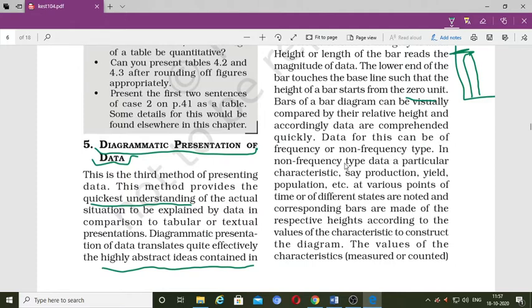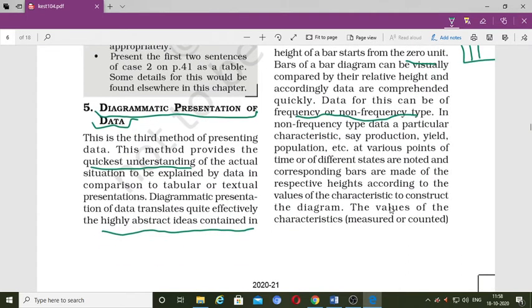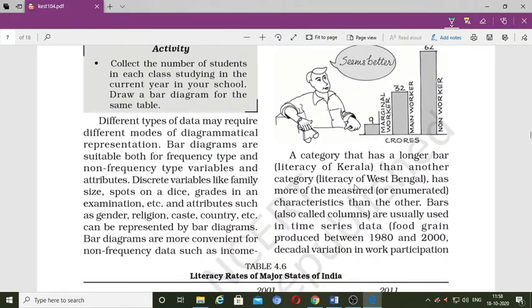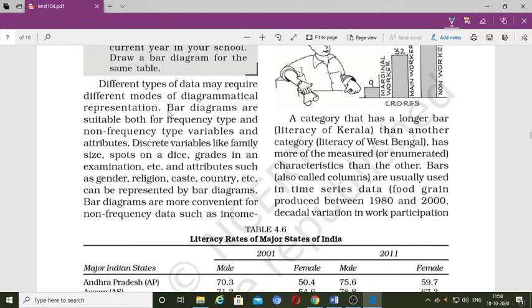Data for this can be of frequency or non-frequency type. What type of data can be shown through bar diagram? In non-frequency type data, a particular characteristic, say production, yield, population, etc., at various points of time or of different states are noted, and corresponding bars are made of respective heights according to the values of the characteristic to construct the diagram. This type of data is non-frequency type data. Different types of data may require different modes of diagrammatic presentation. So bar diagrams are suitable both for frequency type and for non-frequency type variables.